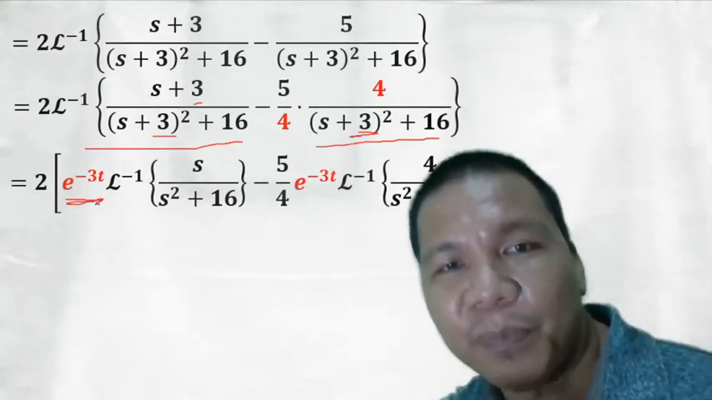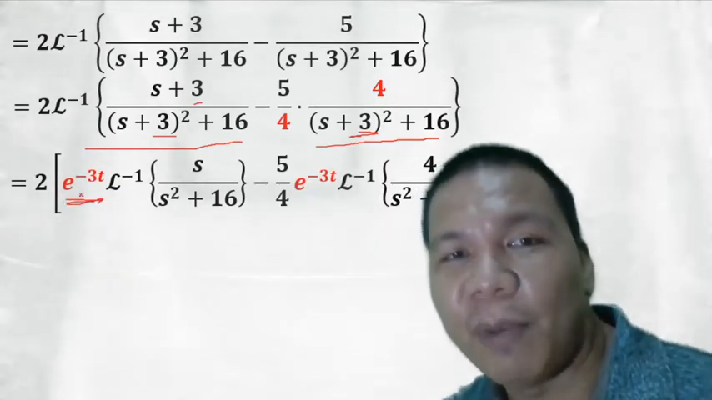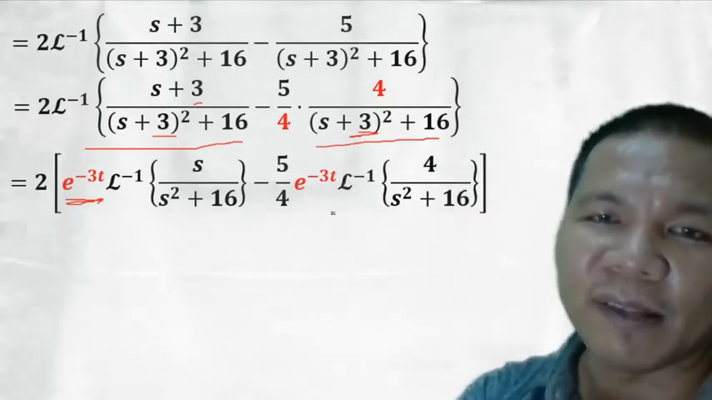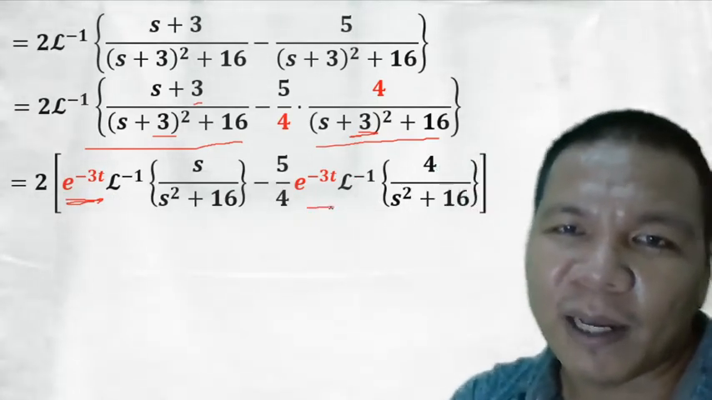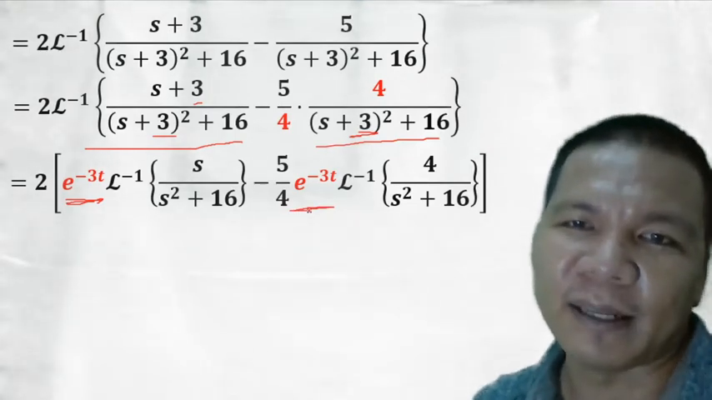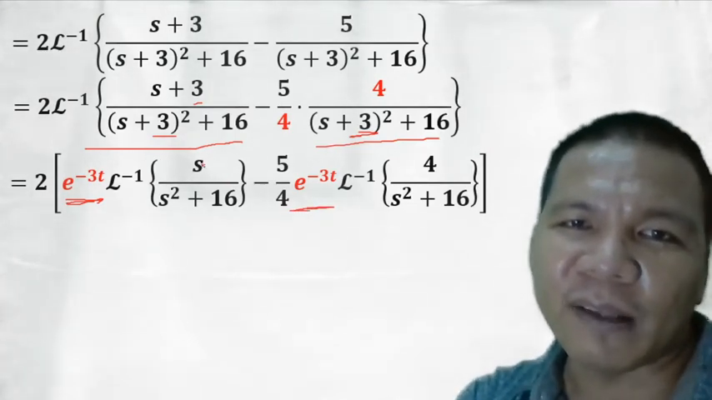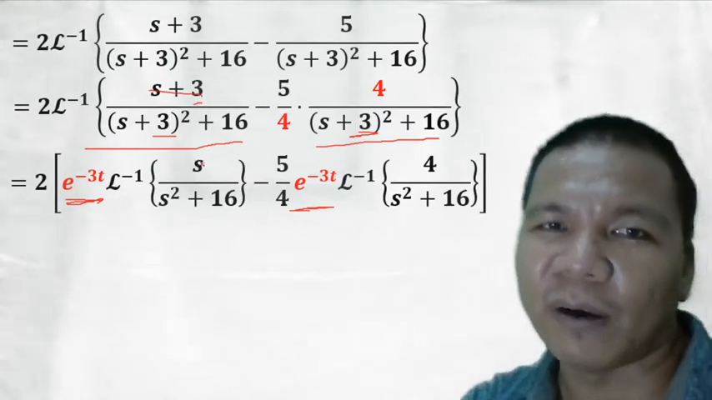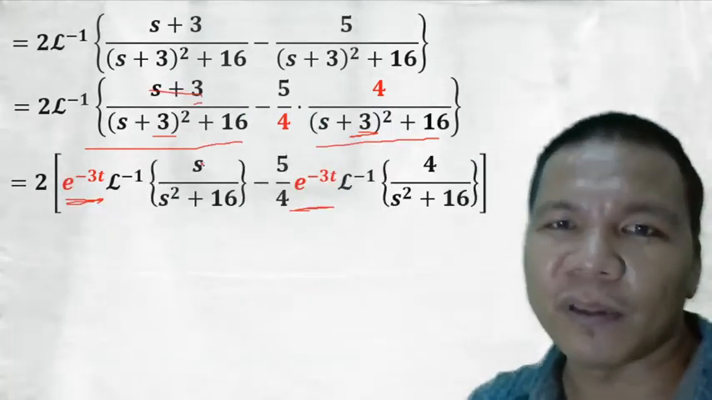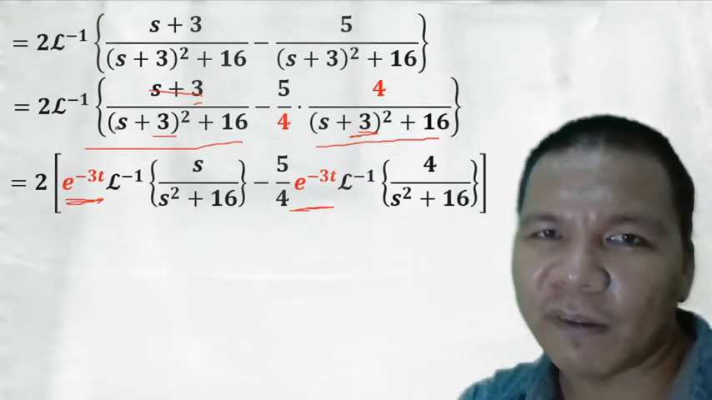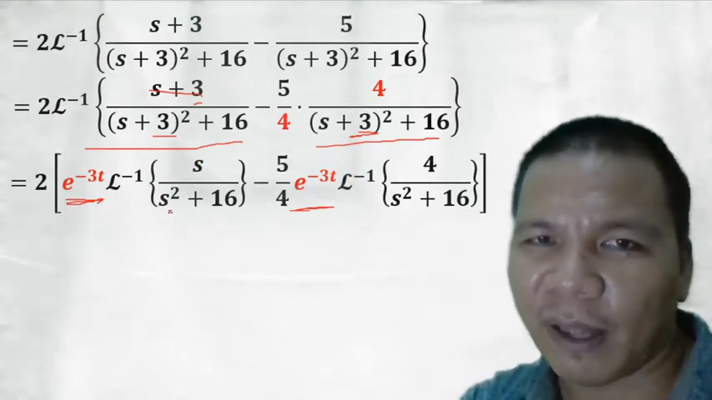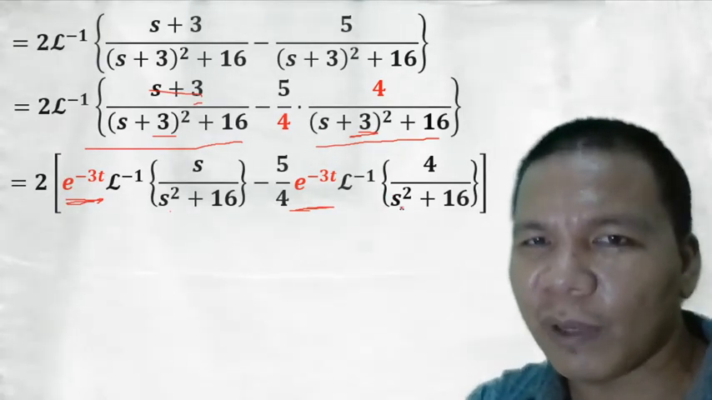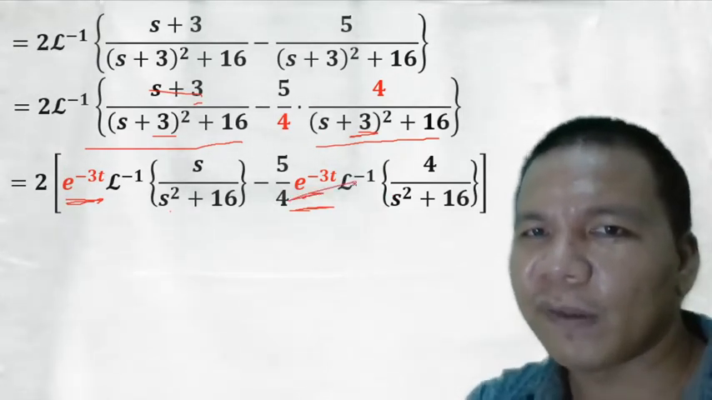So by taking out the amount of shift, it will actually become e raised to minus 3t. That is outside your inverse Laplace transform sign. The same is true with this term. This will become e minus 3t. Now, if you will notice, s plus 3 in your numerator becomes s because the amount of shift was taken out. S plus 3 quantity squared becomes s squared. The same is true with the second term. S plus 3 becomes s squared because the amount of shift was taken out.